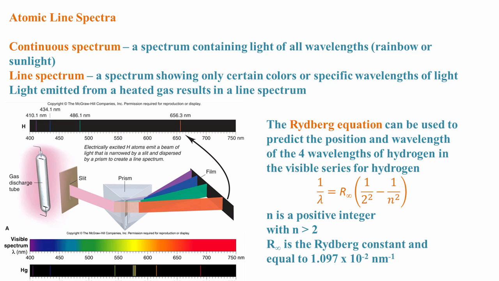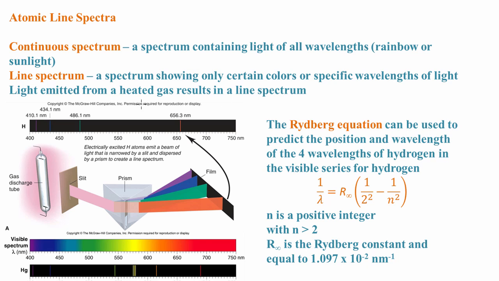And again, spectra is plural, where spectrum is singular. So if I'm talking about one particular spectrum, it would be a spectrum. But if I have several of these, it would be spectra. Anyway, the line spectrum of a hydrogen atom is relatively simple. It consists of only 4 lines in the visible region.